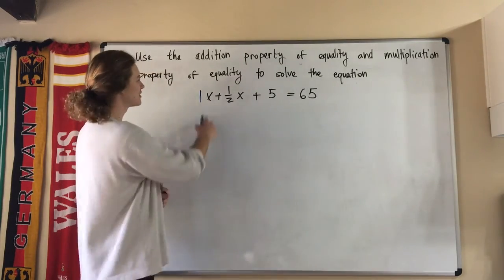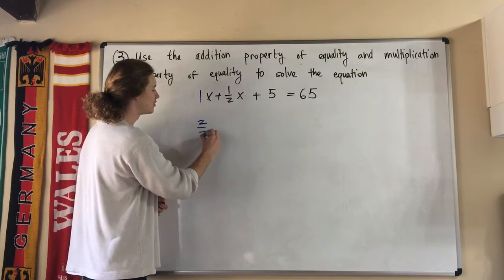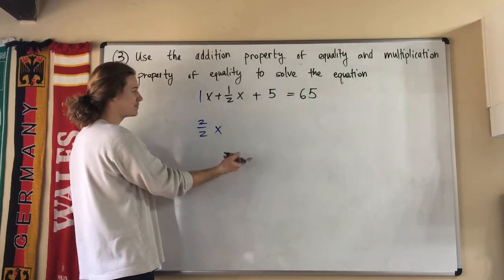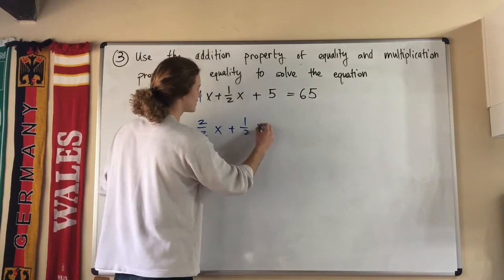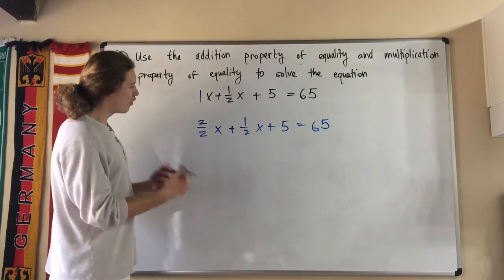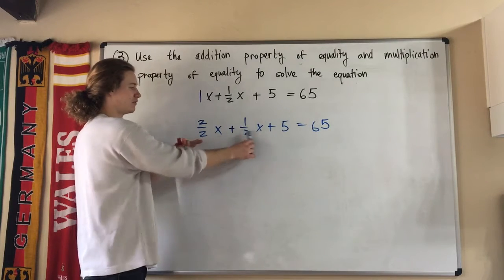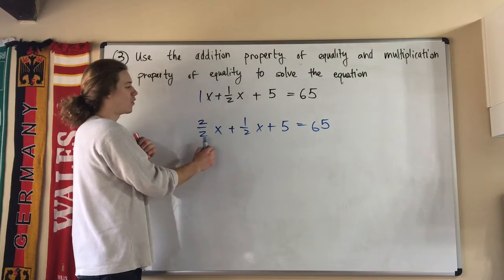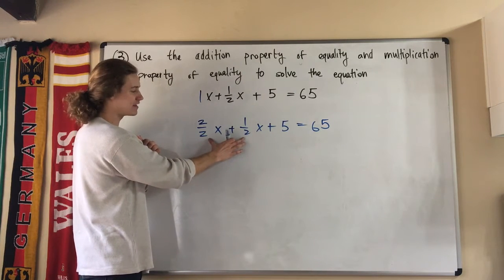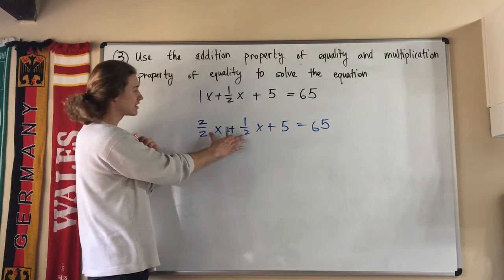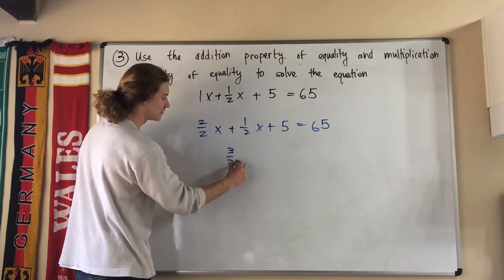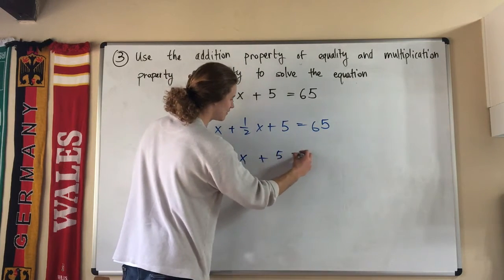So how could I do that? Well, notice that 1x is the same as 2 over 2 x, right? 2 divided by 2 equals 1. So I could also write x as 2 divided by 2 times x. This is the same. And I have plus 1/2 x plus 5 equals 65. Now I write this because hopefully now we can see that we want to combine these two variable terms, so we need to combine their number parts, their coefficients, and we can do that by adding these numbers. To add 2/2 and 1/2, maybe that's a little bit more clear than adding 1 and 1/2. 2/2 plus 1/2 should be 3/2. And we still have our plus 5 equals 65.